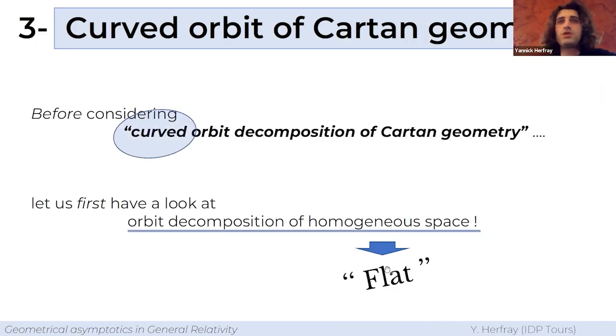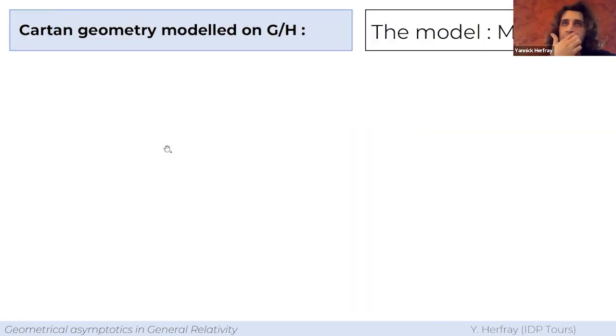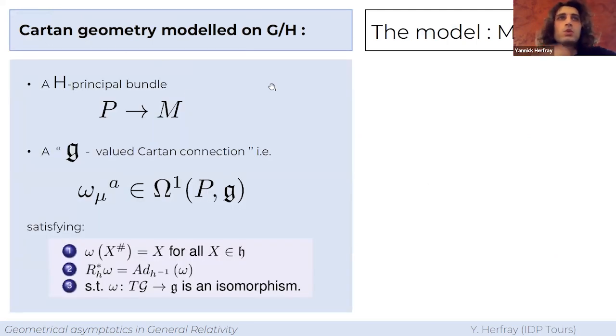So there are two pieces here. You need curved homogeneous spaces, and having curved homogeneous spaces is given by Cartan geometry. And then the second piece that you need is a curved version of this orbit decomposition, and this would be the curved orbit decomposition. I will come back to this later on. But let me take some time to remind you what a Cartan geometry is. This is something which is giving you a curved version of these G mod H homogeneous spaces.